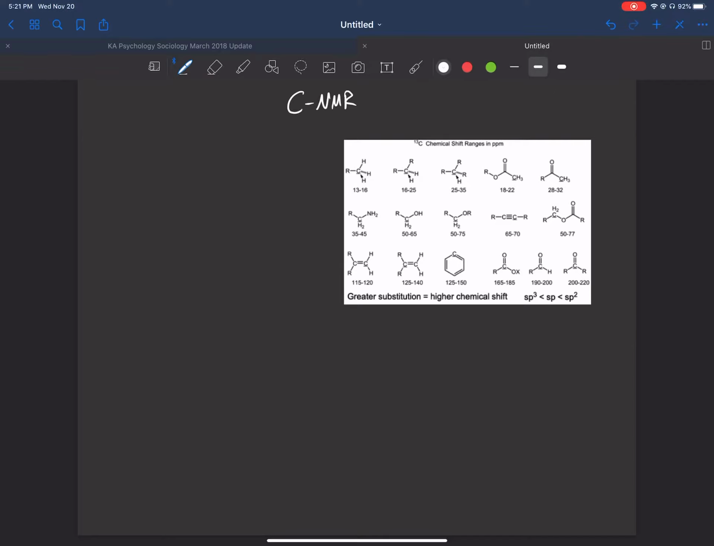So, let's get started. So, what is C-NMR? C-NMR is just another spectroscopy technique. It just helps us identify our unknown compounds after we've done a synthesis or something.